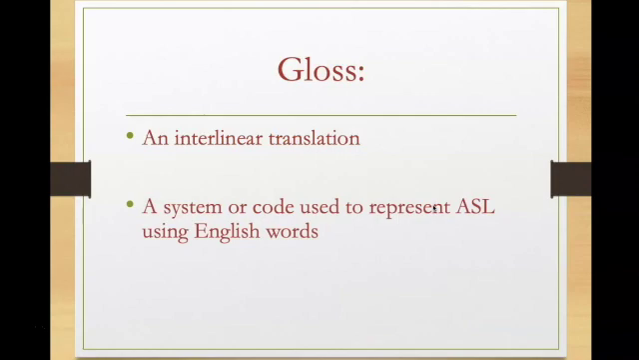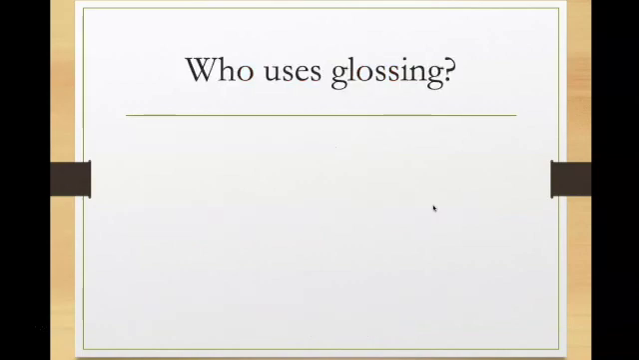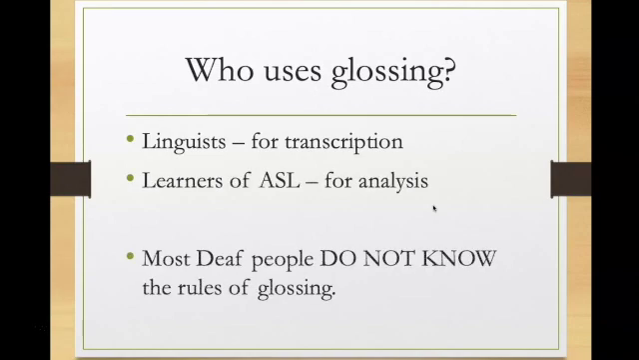But a better definition is that gloss is a writing system. It's a system or a code like Morse code or semaphore, but we're using English words to represent ASL. But our best definition, in a fundamental sense, is writing down what signs you would use and in what order. Borrowing words from English to write down exactly what you sign. This is a tool used by those who study the language, but not by deaf people.